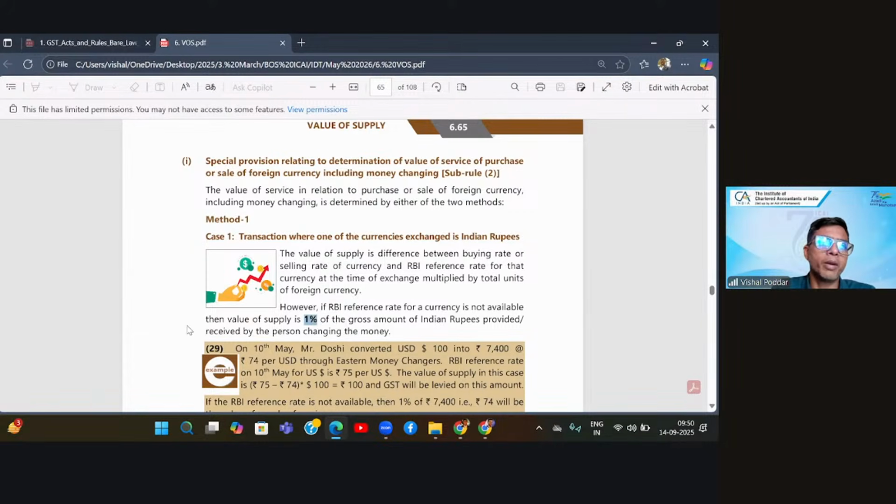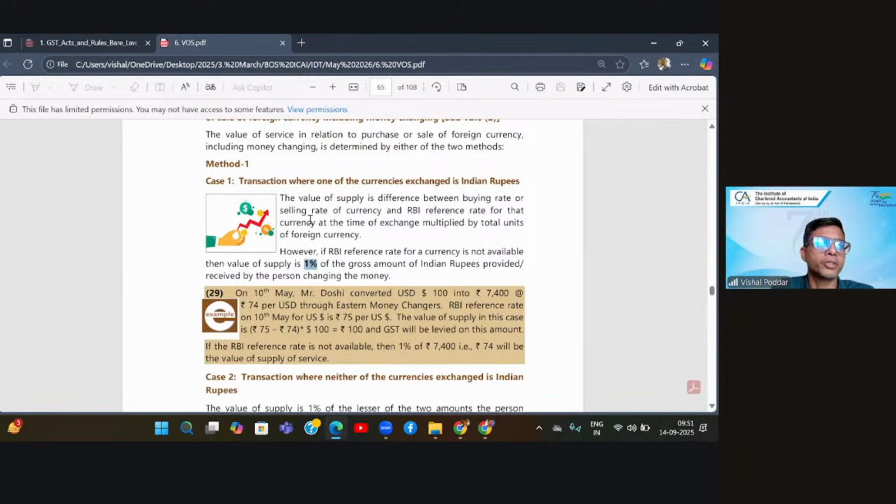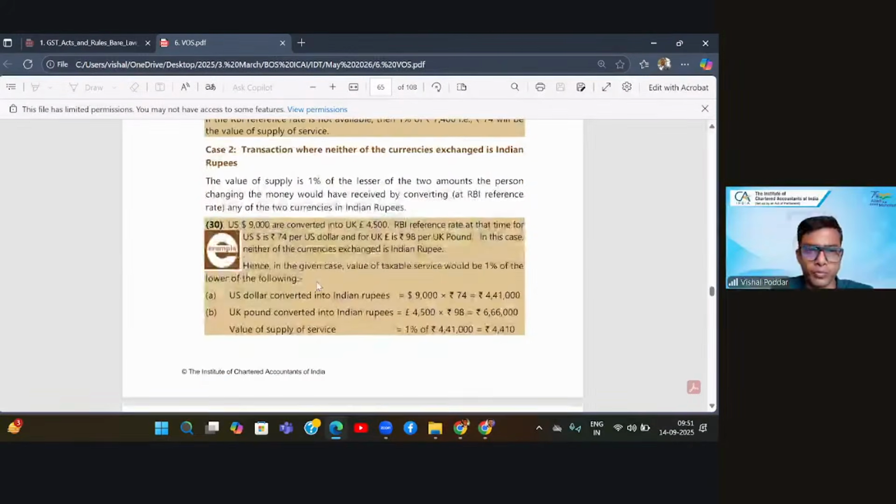So it says that you take 1% of the gross amount of Indian rupees. So in exchange for this foreign currency, definitely from one side, there are Indian rupees. So let us say I'm buying 1 lakh of that South African currency, and against that, I am paying only 40,000 rupees as the Indian currency, because there is a chance that the Indian currency value would be higher. So what will be the value in this case? If there is no RBI buy rate, sell rate available, then it will be simply 1% of this 40,000. So the answer will be 400 rupees. So the first method is: if you know the actual RBI exchange rate, take the difference of buy rate, sell rate. If not, take 1% as the value.